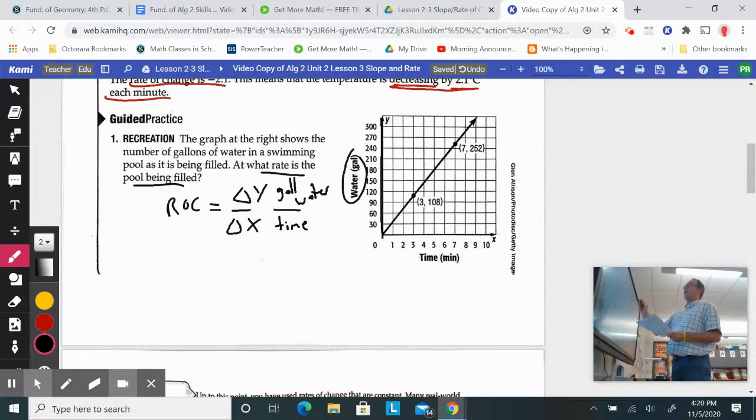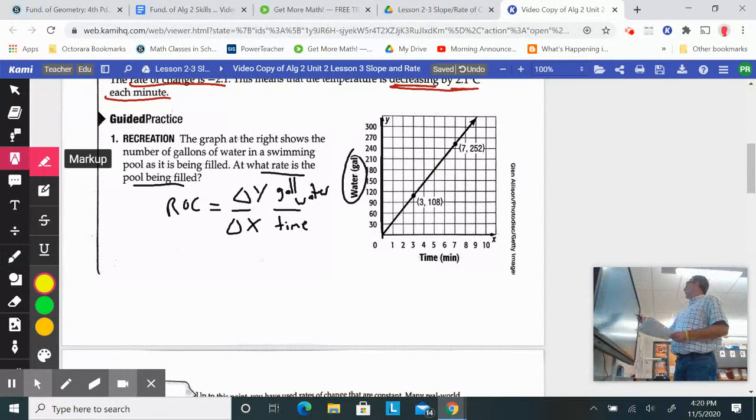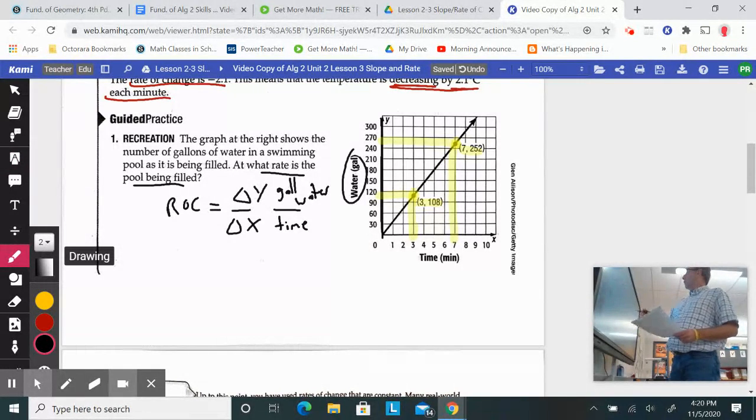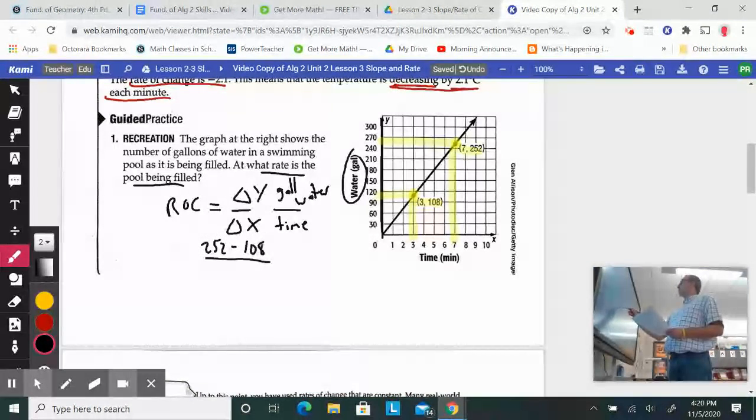So there's two ordered pairs that are already given to us. You have to find the ordered pairs. You look at the x coordinate, the y coordinate, and the x coordinate, the y coordinate. You have these ordered pairs. So you grab the y's and you subtract them. Let's use the 252 first, minus the 108.